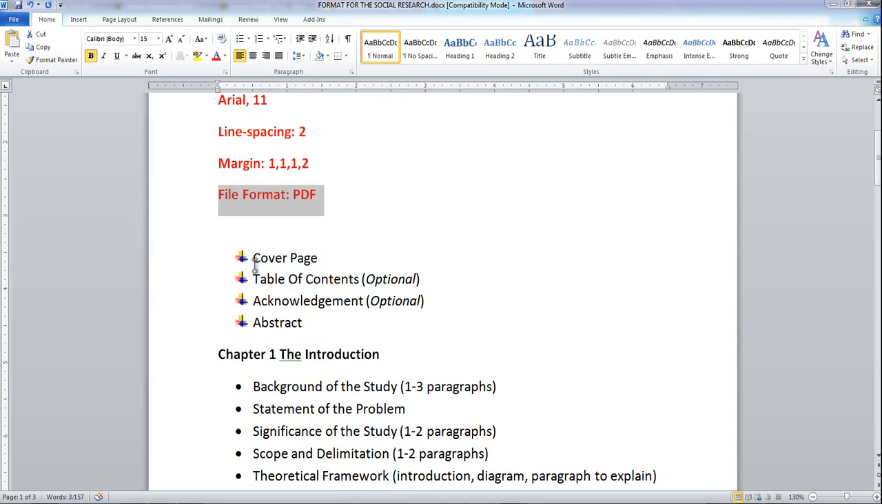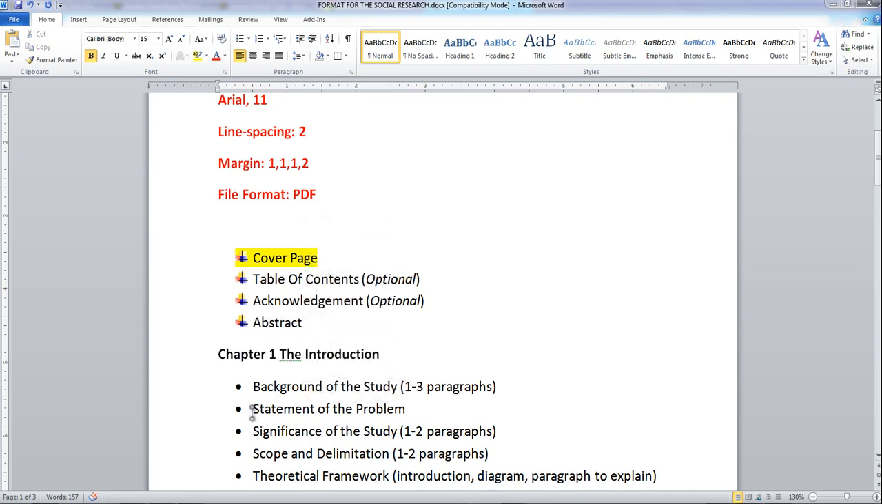Now, you have to place a cover page. I'm going to give you the format of the cover page later. Table of contents is optional. Acknowledgement part is optional. You have to place an abstract. Now, chapter 1.